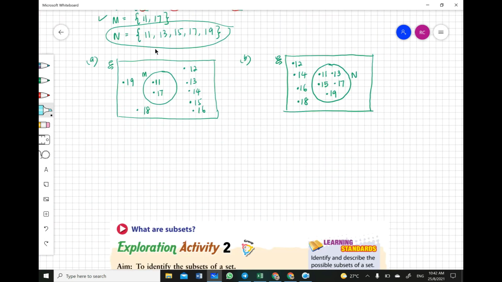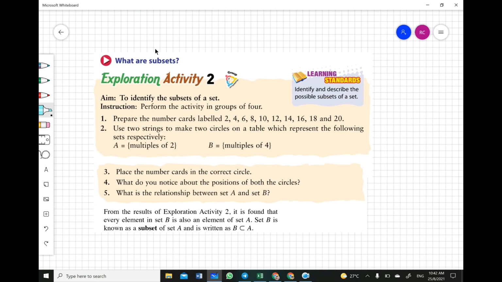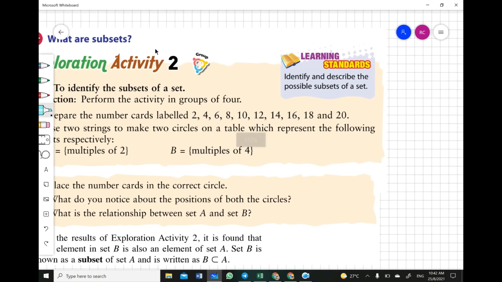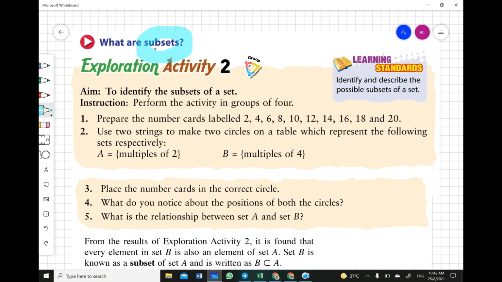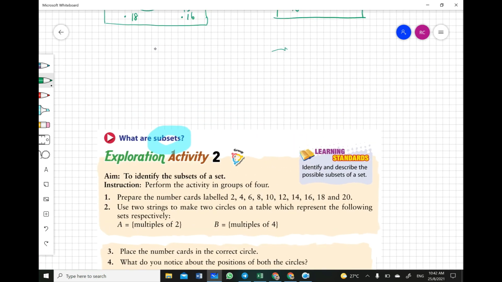Now, we continue. You don't have a problem with that, right? So we are going to carry on with the next one. Subsets. A subset is a set in another set. For example, I have a set like this, so I label it as set A. Set A consists of 1, 2, 3, 4, 5, 6, 7, 8, 9, 10. Now, if I have another set, set B, inside set A, we call this set B a subset of set A.